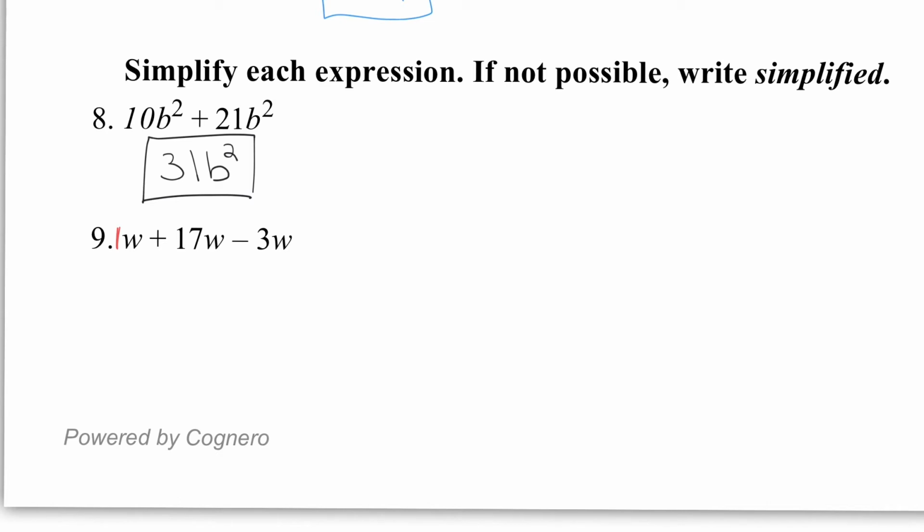So I am going to do the first two terms. I'm going to combine those two. 1W plus 17W, that would be 18W. Then I bring down the minus 3W, and I can keep going. Like I said, you can combine. So 18W minus 3W, that would be 15W. You are subtracting. 18 minus 3 is 15, and keep the variable. So 15W will be your answer.